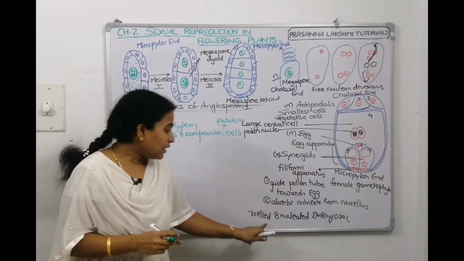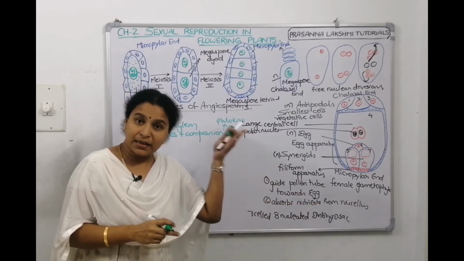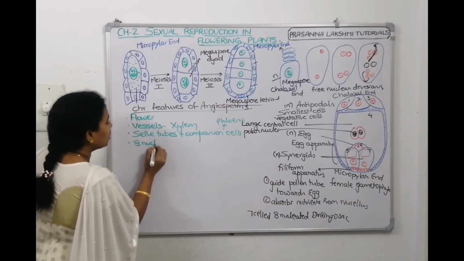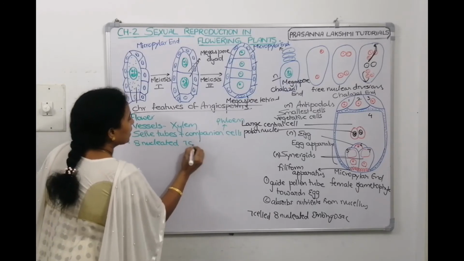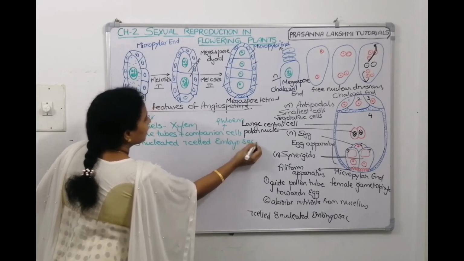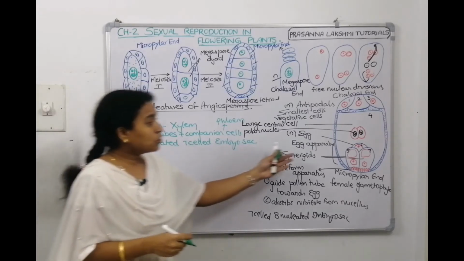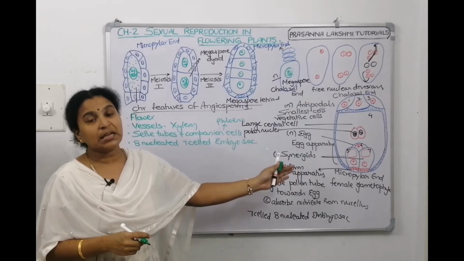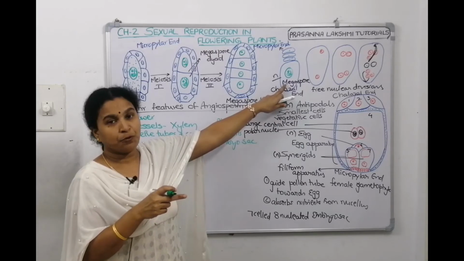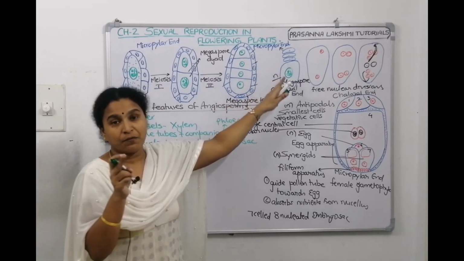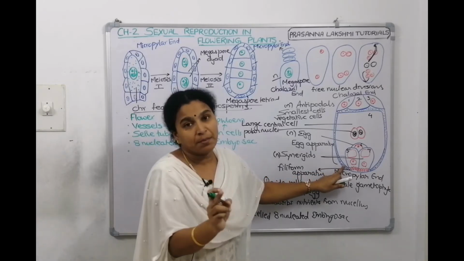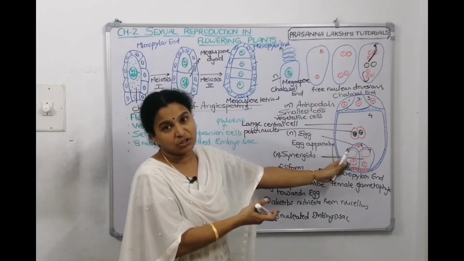Then the 7-celled 8-nucleate embryo sac is also a characteristic feature of angiosperms. So we can write it as an 8-nucleated, 7-celled embryo sac is a characteristic feature. Now this big 8-nucleated 7-celled embryo sac is formed from one functional megaspore. Since 3 degenerated, only one forms it. We call it monosporic development of embryo sac. From one spore such a big structure is formed.